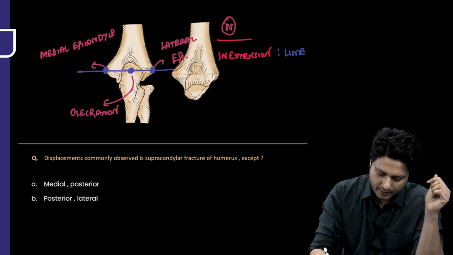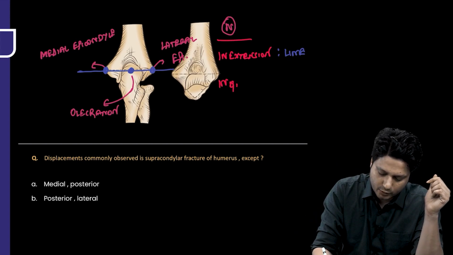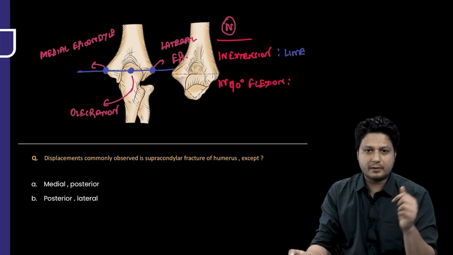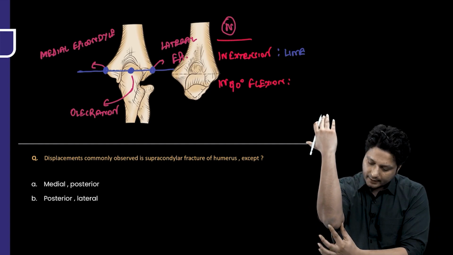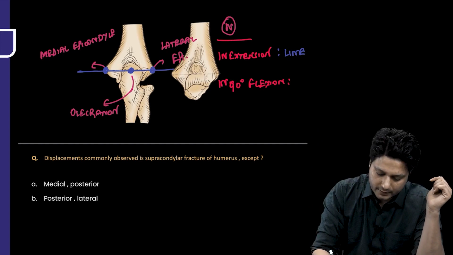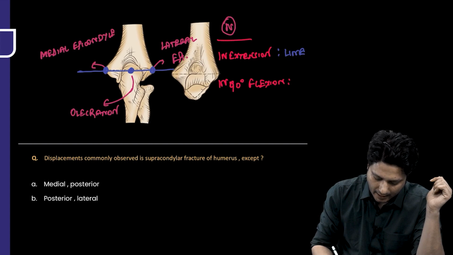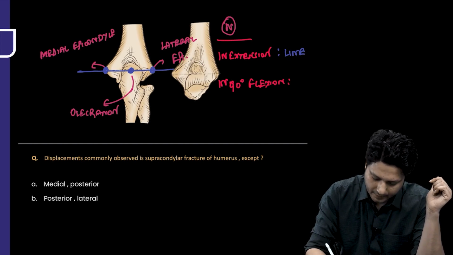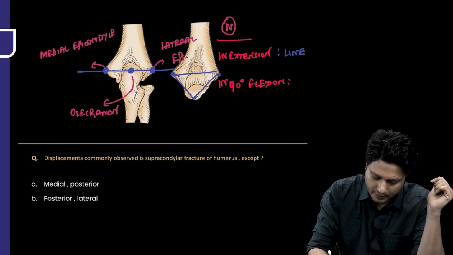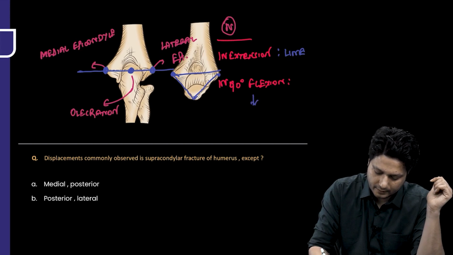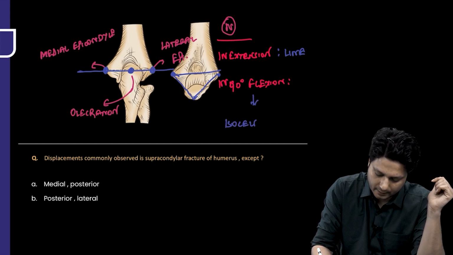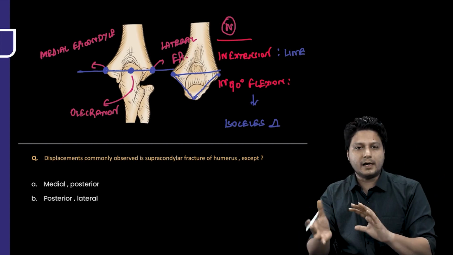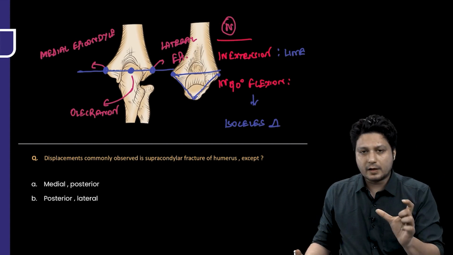While in flexion, suppose you are flexing the joint to 90 degrees. So within 90 degree flexion, what happens? When you flex the elbow to 90 degrees, you will find that all these 3 bony points are creating an isosceles triangle. Now here, this is the medial epicondyle, this is the lateral epicondyle, and this is the tip of the olecranon. So in 90 degree flexion, they are creating an isosceles triangle. Alright, so this is the normal relationship of these 3 bony points in the elbow.